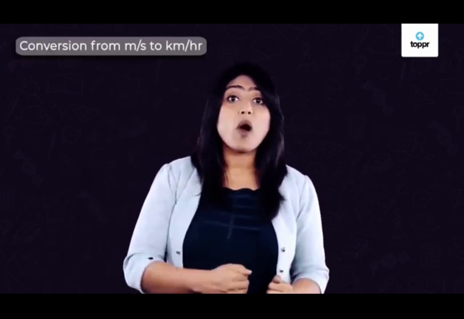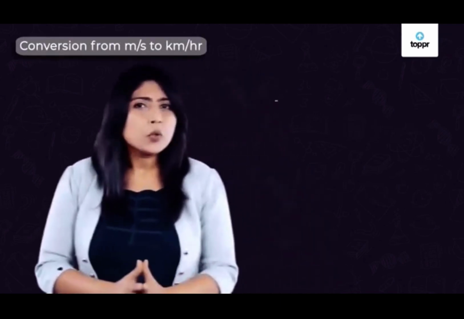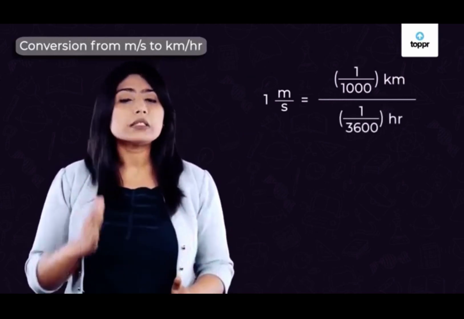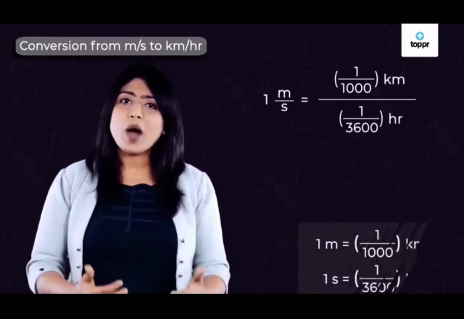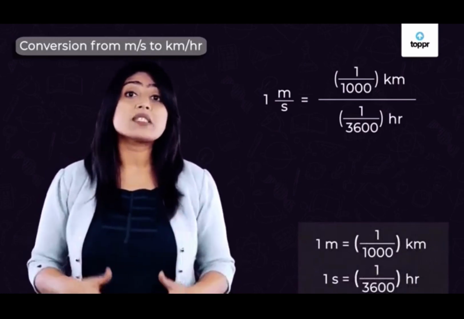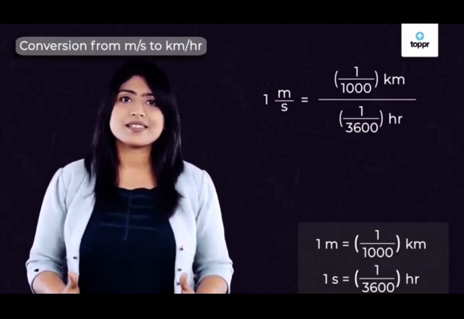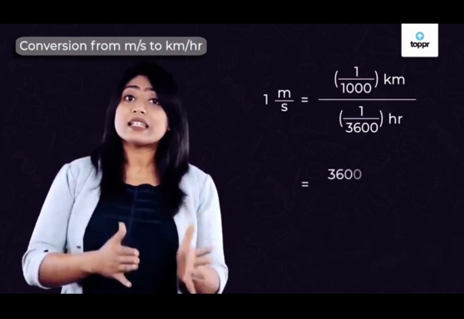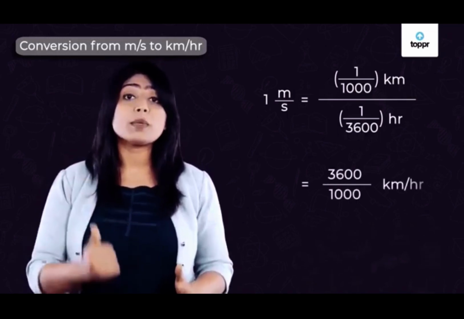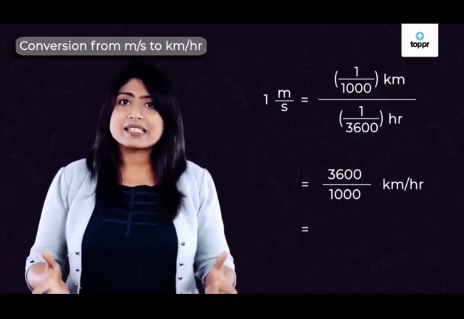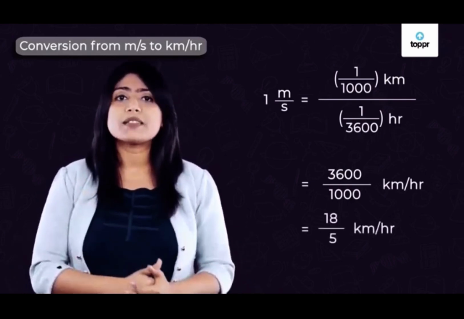So now let's discuss how to convert speed from one unit to another. We know that 1 meter per second is equal to 1 upon 1000 kilometers divided by 1 upon 3600 hours. Because 1 meter is equal to 1 upon 1000 kilometers and 1 second is equal to 1 upon 3600 hours. This can be written as 3600 upon 1000 kilometers per hour. After further simplification, it can be written as 18 upon 5 kilometers per hour.